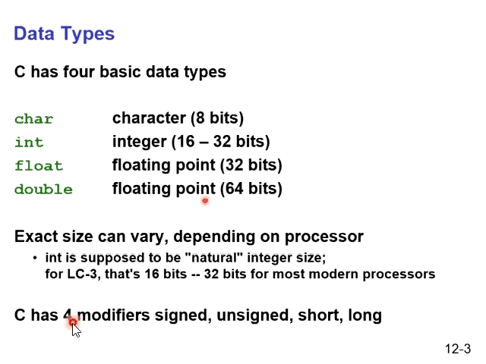And besides, C has four modifiers: signed, unsigned, short, long. You know, with four modifiers, you can combine them with character, integer, float, double to get extended data types, and then you can use the extended data types for declaring the variables.